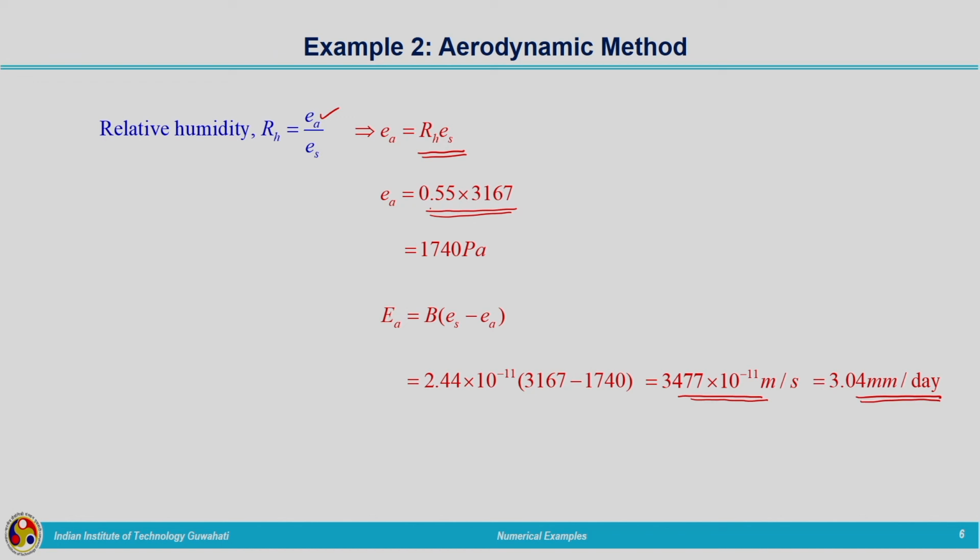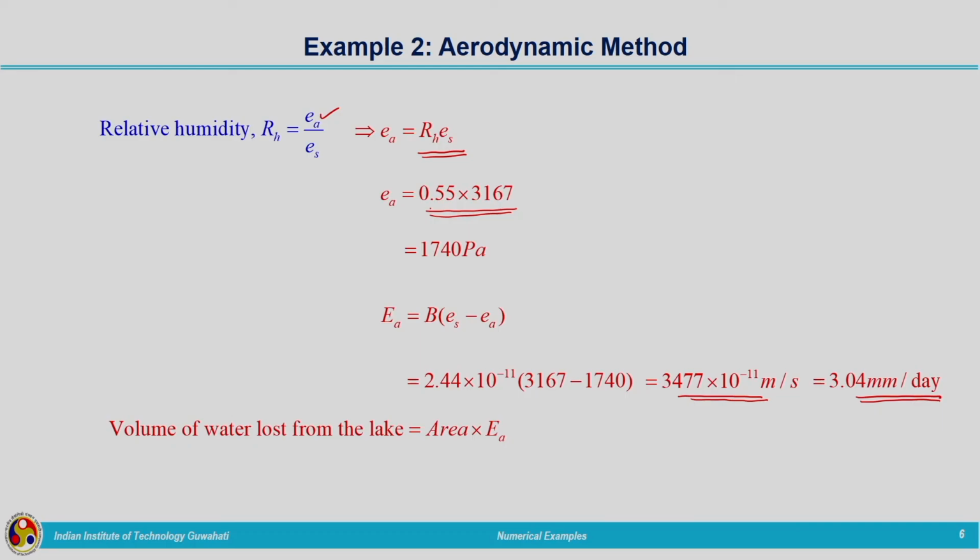But in the question, what is asked? It is asked to calculate the volume of water loss due to evaporation. So, here we have got the evaporation rate, that is, this much of millimeters of water is evaporated in a particular day. So, we can calculate the volume of water lost due to evaporation in a day by multiplying with the surface area of the water body.